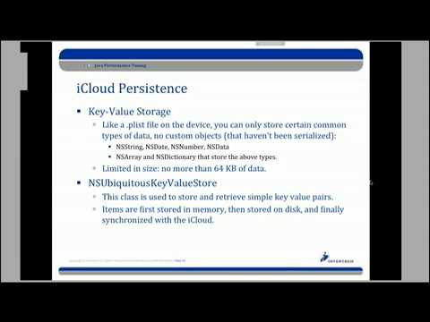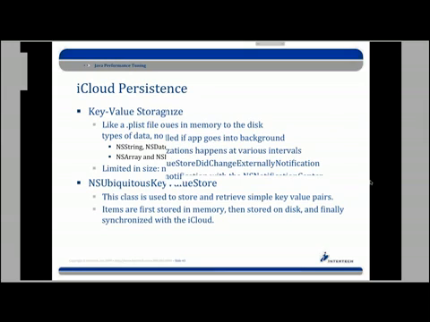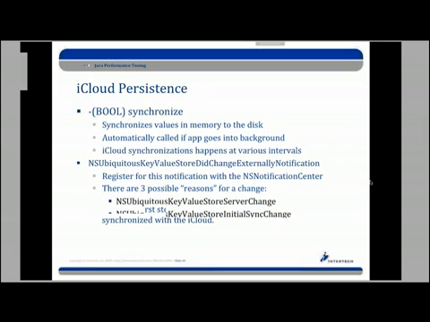So if I want to store or retrieve simple key pairs, what I'm going to use is a class called NSUbiquitousKeyValueStore. And what's going to happen is, from a developer perspective, I'm just going to say, here, this is the key, here's the value, have at it. And at first, whatever you put in there is going to be stored in memory. Then at some point, it's going to be stored on disk. And at some other point, it's going to be synchronized with the cloud. So we don't have a whole lot of control over that.